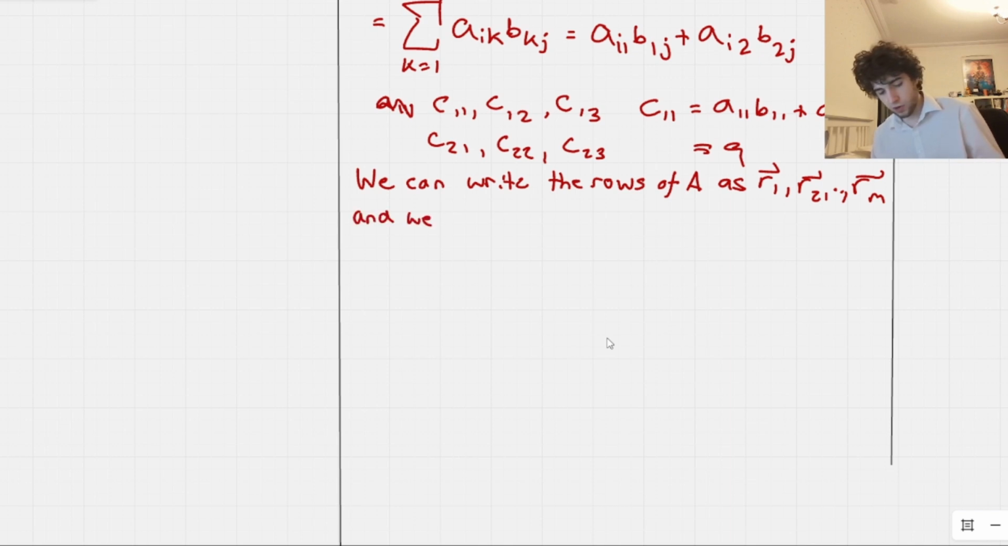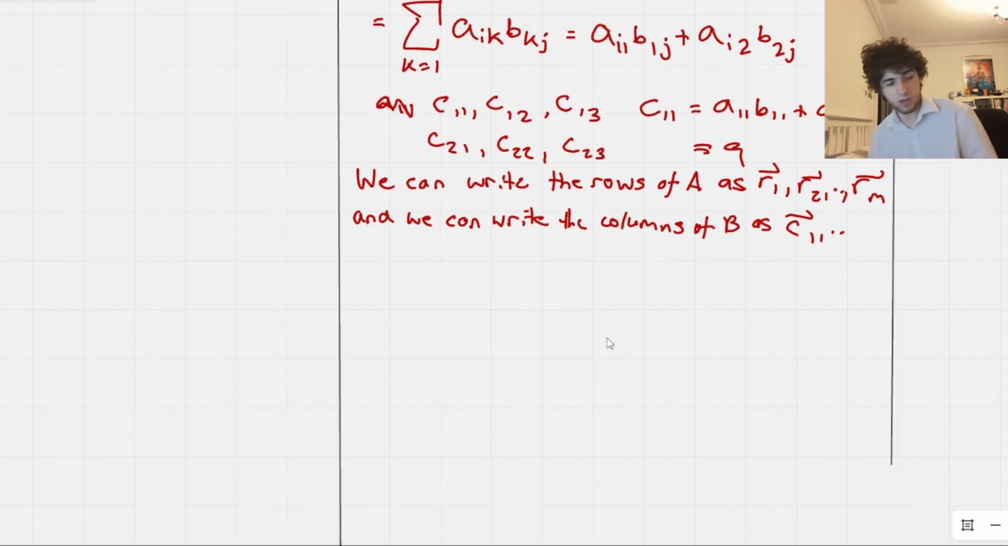And we can write the columns of B. You'll be thinking, why do I care about the rows of A and the columns of B? I'll explain that in a second. So we can write the columns of B as C1, and so on. These are column vectors, right? It goes all the way up to Cq, okay? Because B is p by q, so you have q columns, sorry, q columns and p rows, it should be like that, but whatever, you get what I mean.